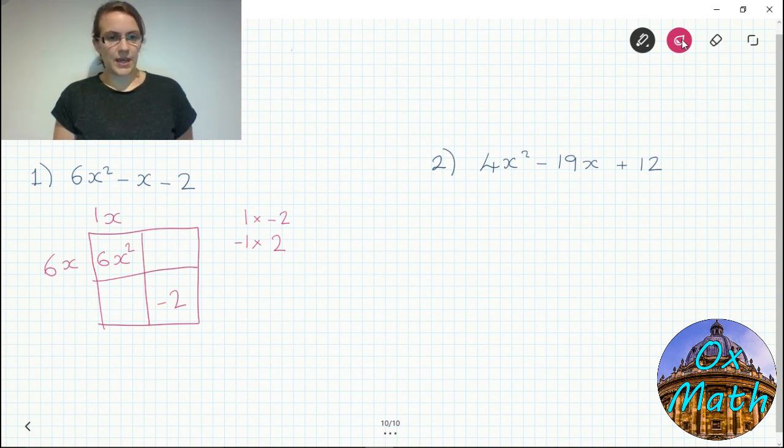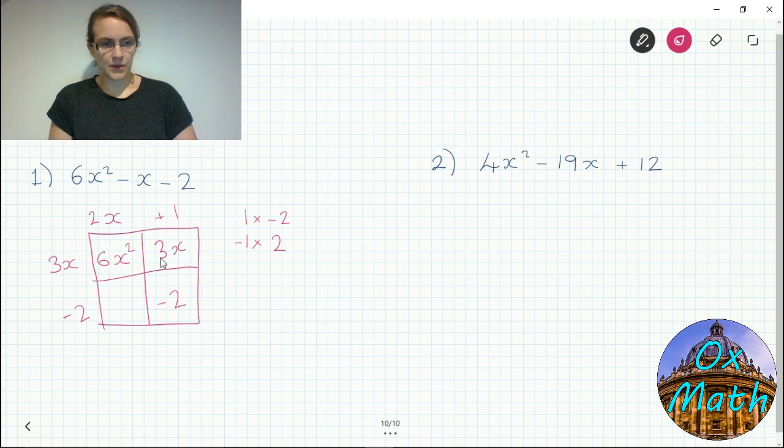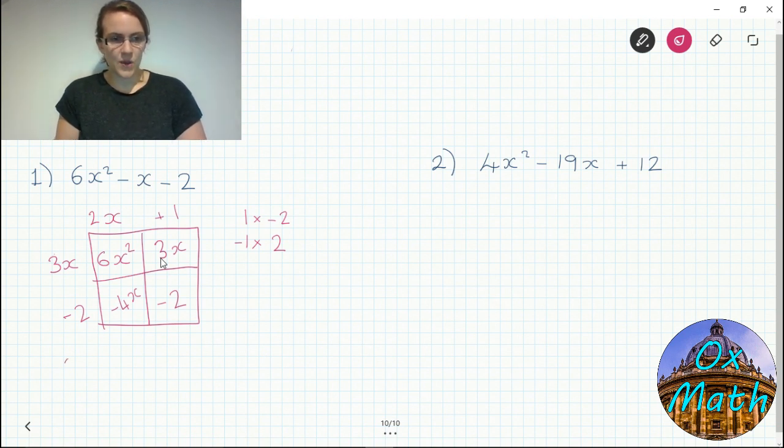Now because I didn't get anywhere near, I'm actually going to try changing the 1x and 6x to 2x and 3x this time. We should really try them all, but I have a hunch that that's not going to work. So 2x times 3x gives us our 6x squared, and to get our minus 2, let's try plus 1 and minus 2. So plus 1 times 3x is 3x, minus 2 times 2x is minus 4x. Minus 4x add 3x gives us our minus 1x when you add them together. So our answer is 2x plus 1 and 3x minus 2.